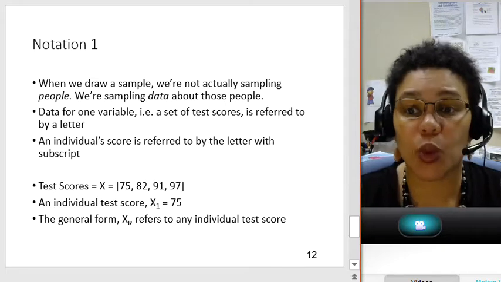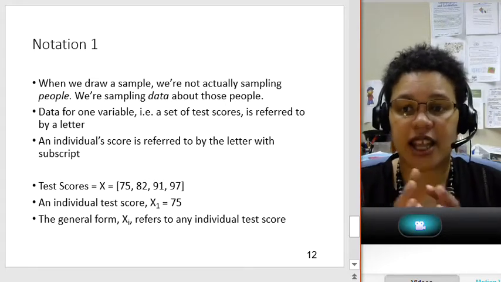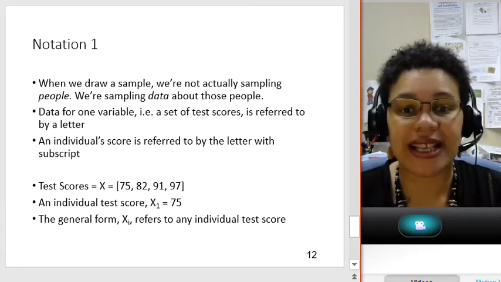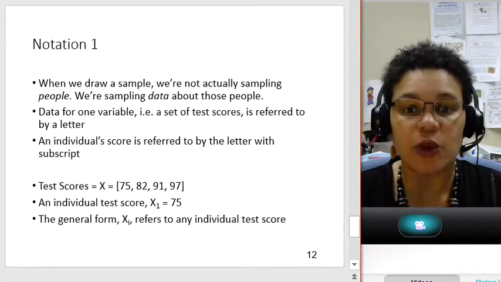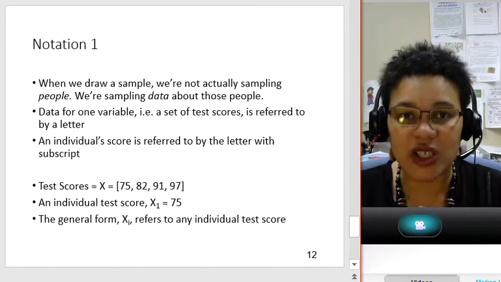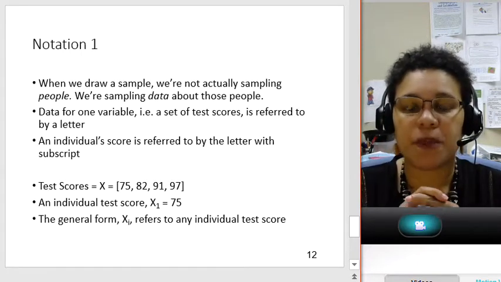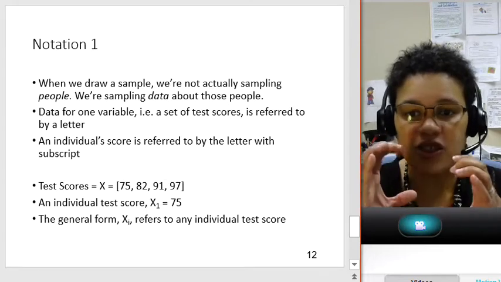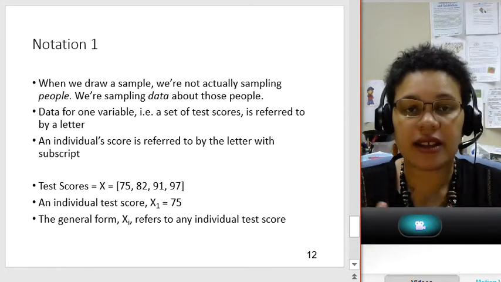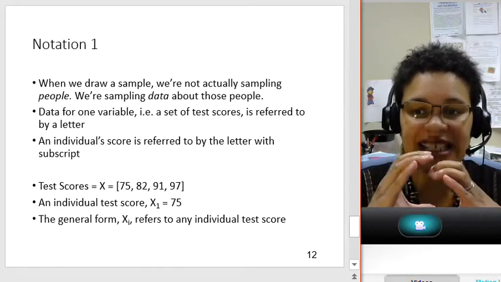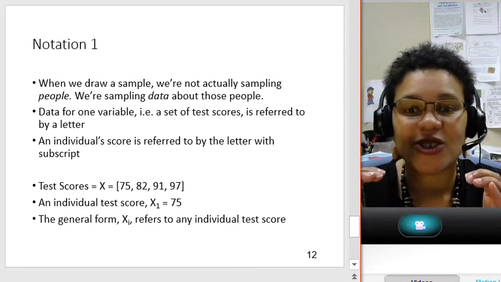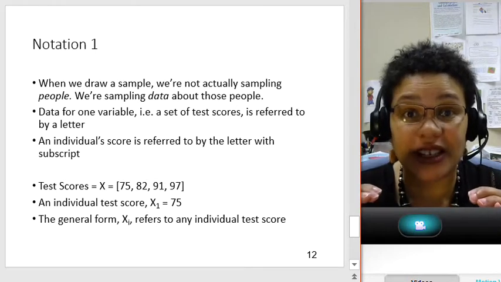Usually it's a word when you're writing it in a research report. But we can refer to it as a letter. So let's say test scores equals X. Okay. Then if we take that variable name X, which stands for test scores, the set of test scores shown in brackets there: 75, 82, 91, 97. What's contained in that variable X, in the brackets or the box, 75, 82, 91, 97, that's our sample of test scores.